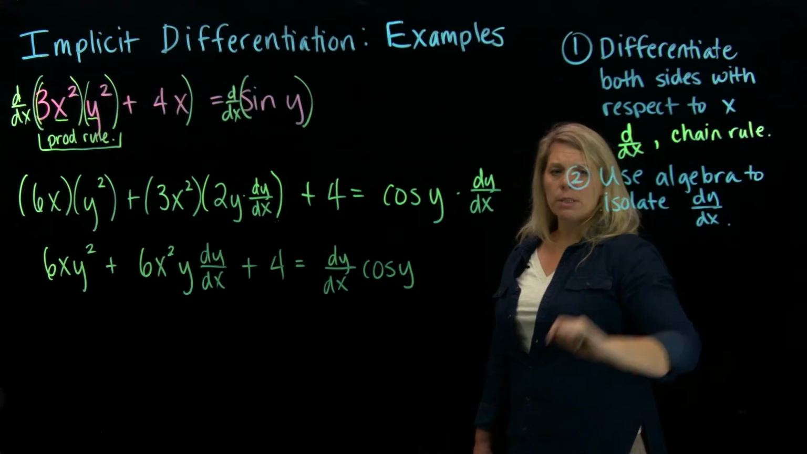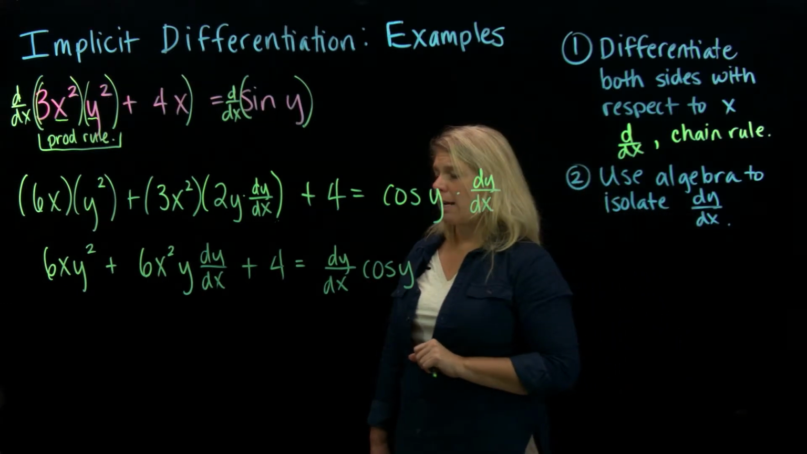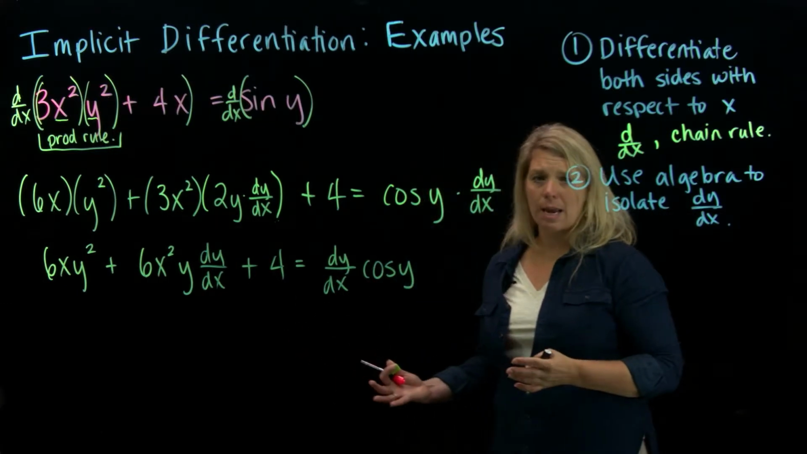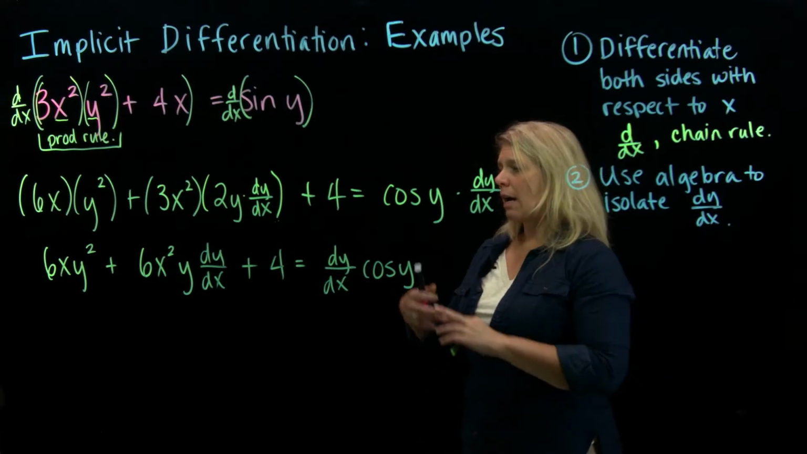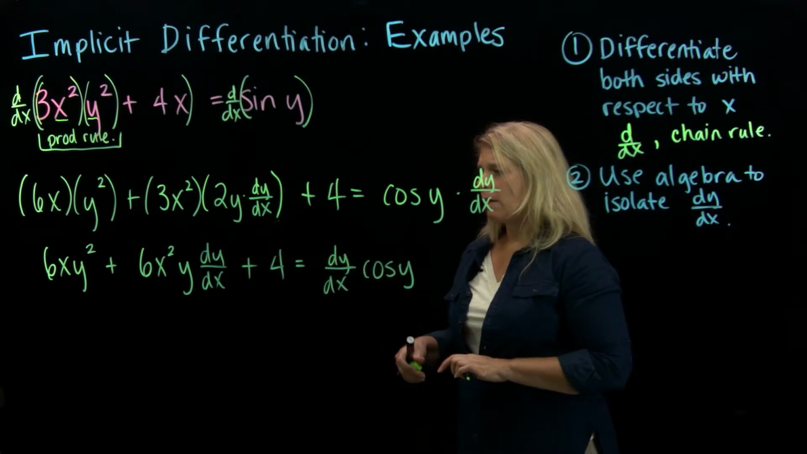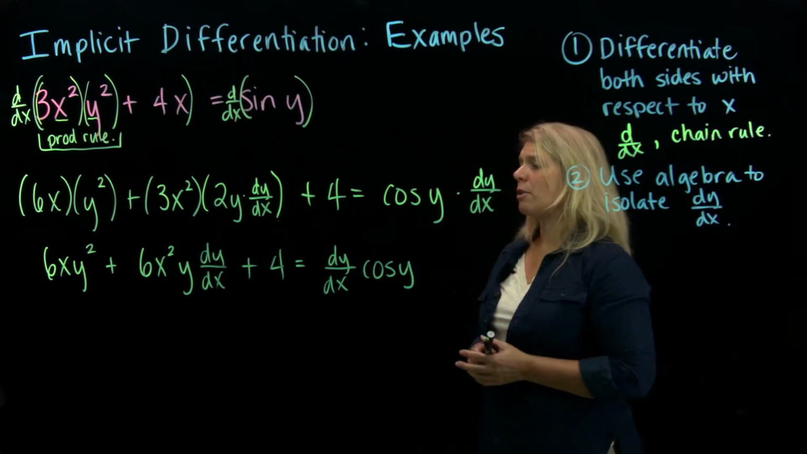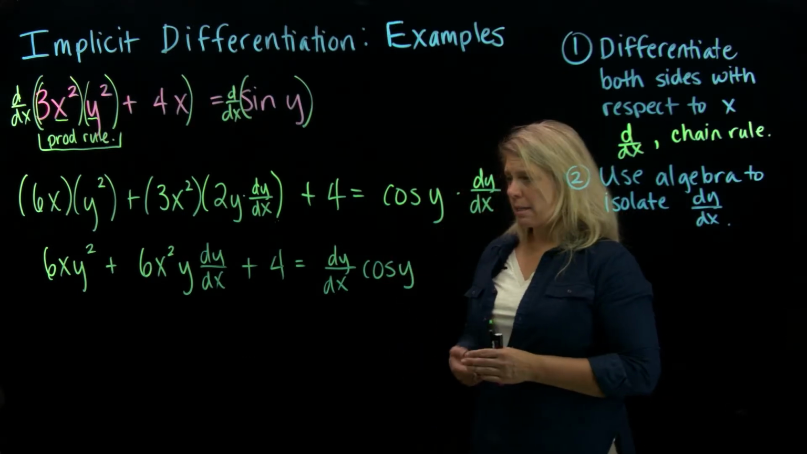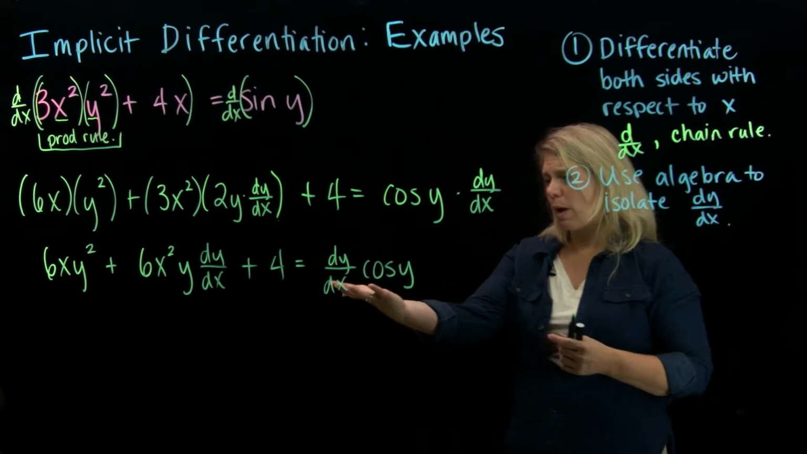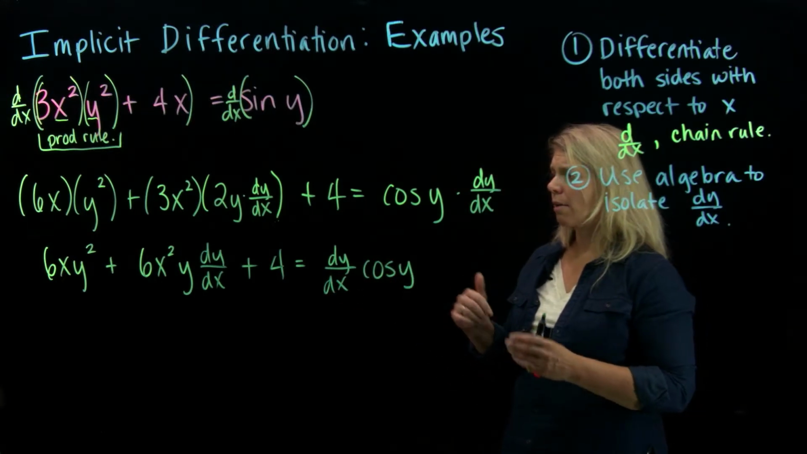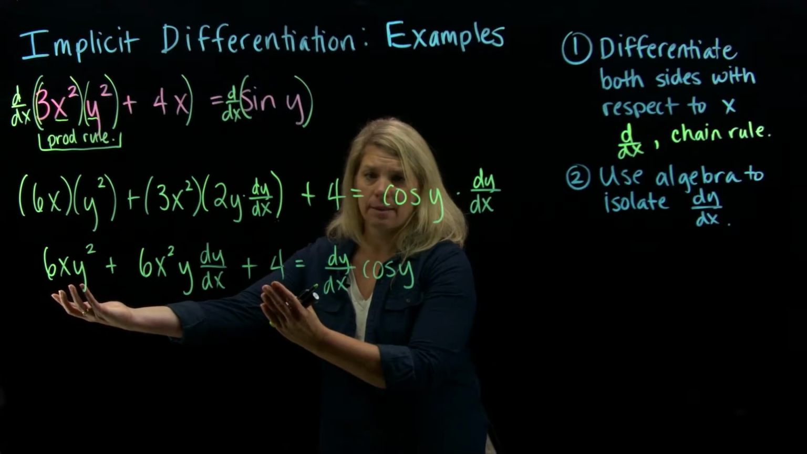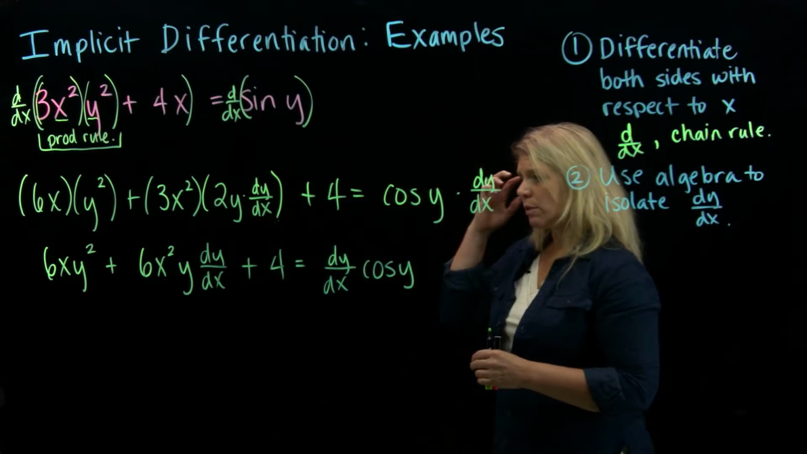Okay, so from here, I'm just going to use some algebra to isolate the dy/dx. This step is the same every single time. The functions in your problem look a little different every time, but the algebra has two main steps. One, add and subtract terms to get all the dy/dx terms on one side and all the terms that do not involve dy/dx on the other side of the equation. So we'll do that first.